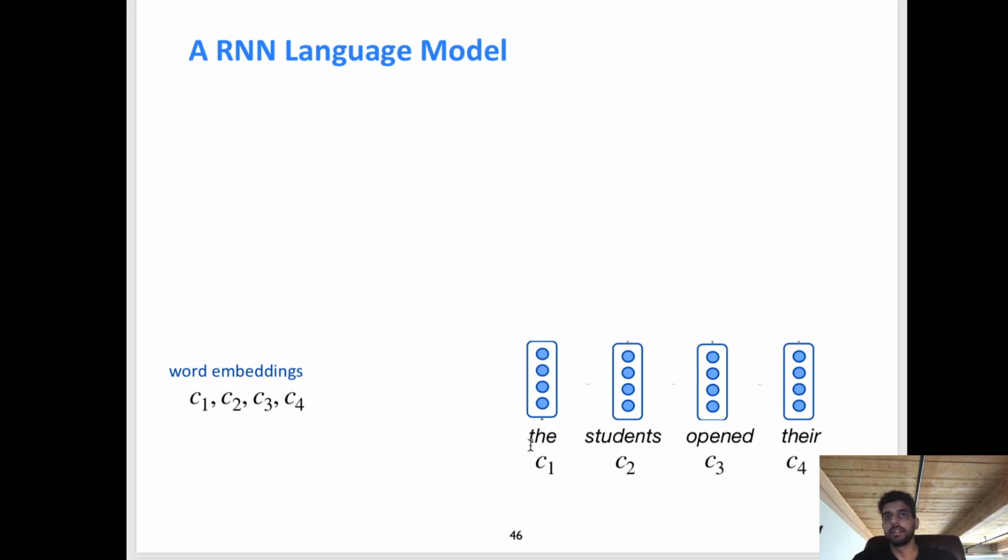But just for the sake of demonstration, we're going to look at the same 4-word prefix that we've been looking at to this point: "the students opened there." Just like before, the first step is to get the embeddings for each of these words. Again, we have these 4-dimensional embeddings, but we're not concatenating them together anymore.